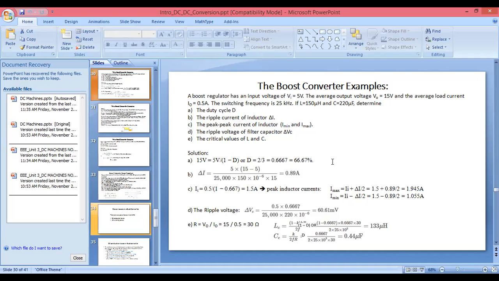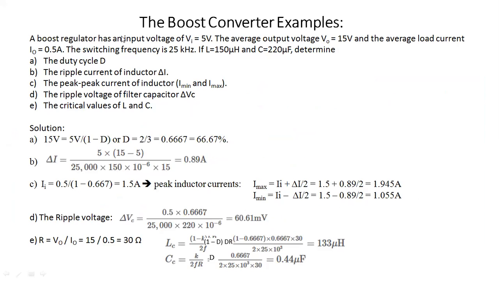Here we have the question: a boost regulator has input voltage VI equal to 5 volt, the average output voltage 15 volt, average load current 0.5 ampere, switching frequency 25 kilohertz. We have an L value of 150 micro Henry. The unit for the inductor is Henry. We have the value for the capacitor, that is 220 microfarad. We are supposed to find the value for duty cycle.